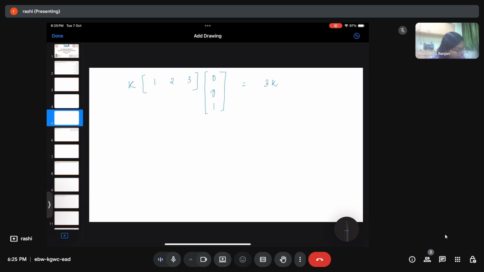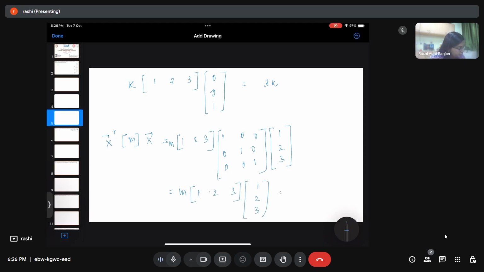Now, if you look into the denominator, which is the mass matrix, we have 1, 2, 3 multiplied with the mass matrix 1, 0, 0, 0, 1, 0, 0, 0, 1, which is an identity matrix. This will give us M times 1, 2, 3 into 1, 2, 3, which will be 9 plus 4 plus 1, which is 14 M.